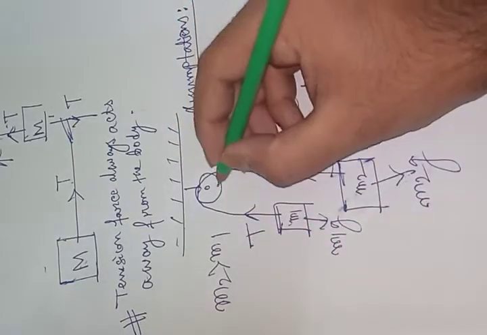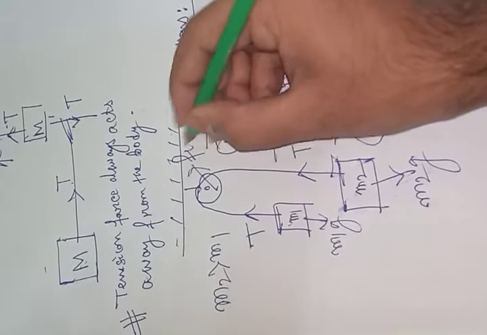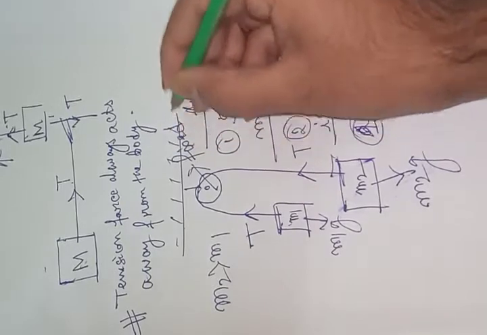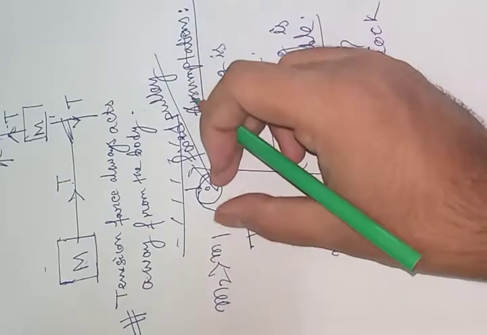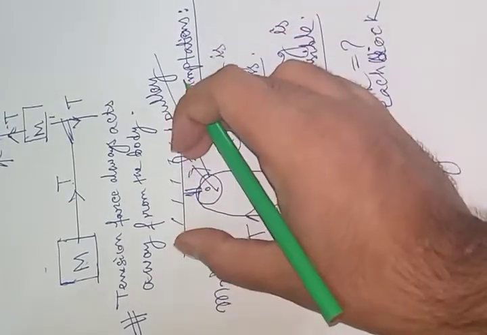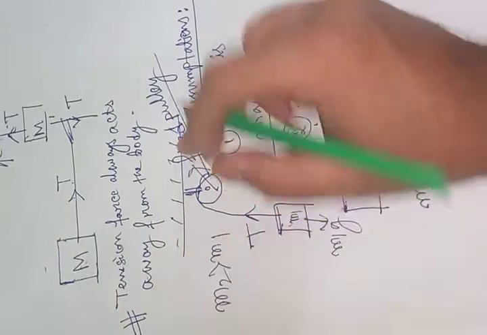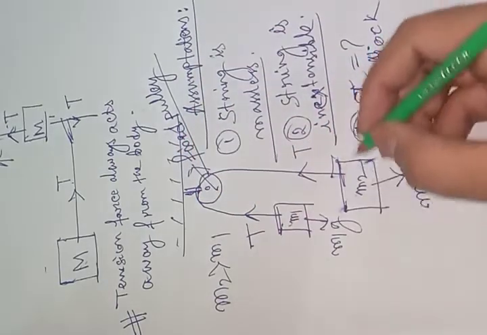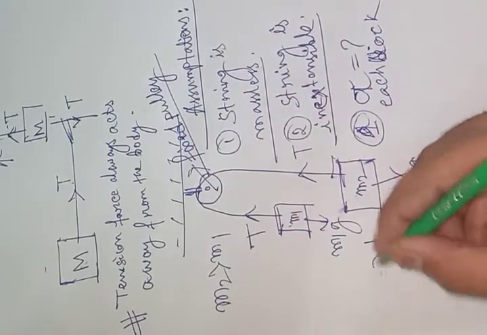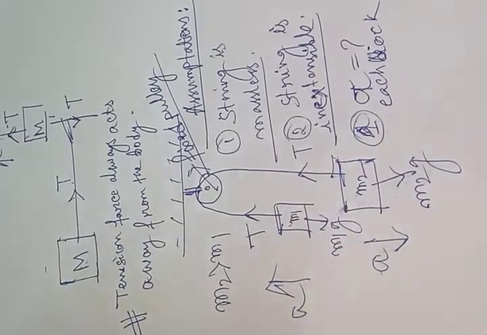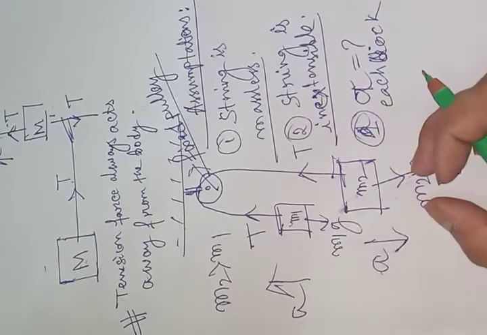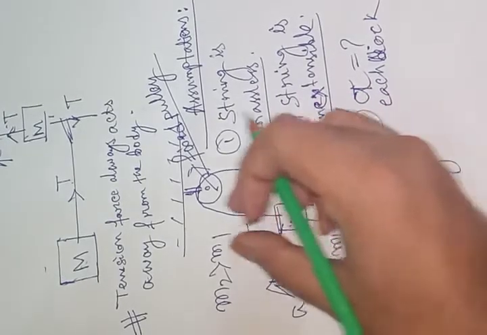This is a fixed pulley, right? This is not a movable pulley, this is a fixed pulley, attached to the ceiling. So the acceleration, say downwards is a and upwards is also a. This mass is going downwards with a and this mass is going upwards with a.